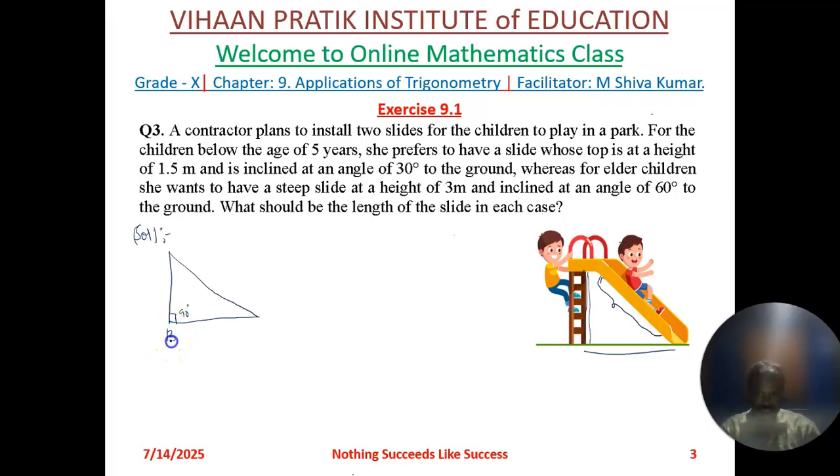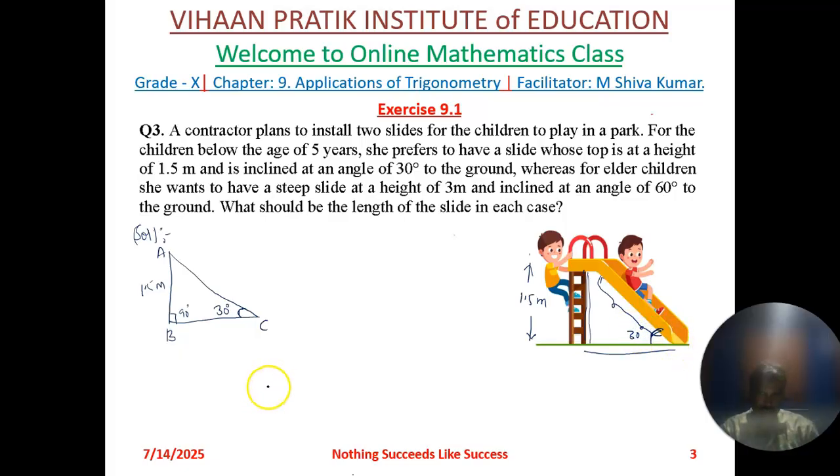Let's name it as B, A and C. From this point the angle is 30 degrees and this height is 1.5 meters. This height is given. This is the height of the slide where the slide is installed. It is 1.5 meters, and the angle which the slide makes with the ground is 30 degrees.